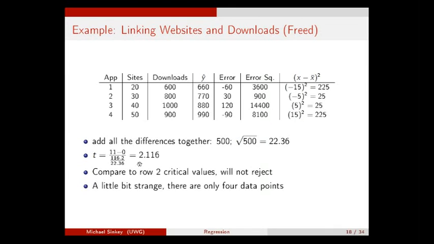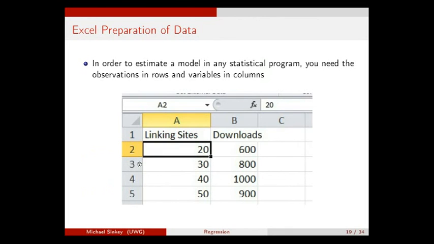We're going to compare it to row 2. N minus 2 is the row we go to. We wouldn't reject. Seems a little strange. We have a pretty strong relationship. The t-stat's pretty far from 0, but we just have so few data points.